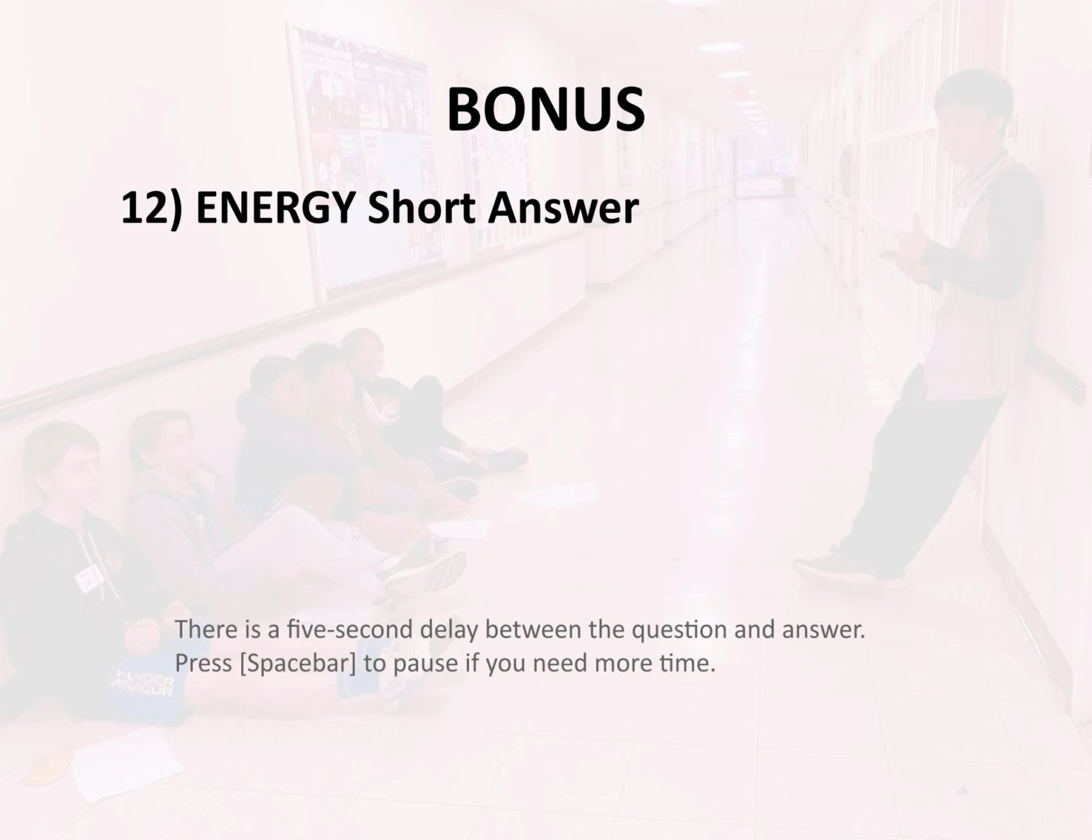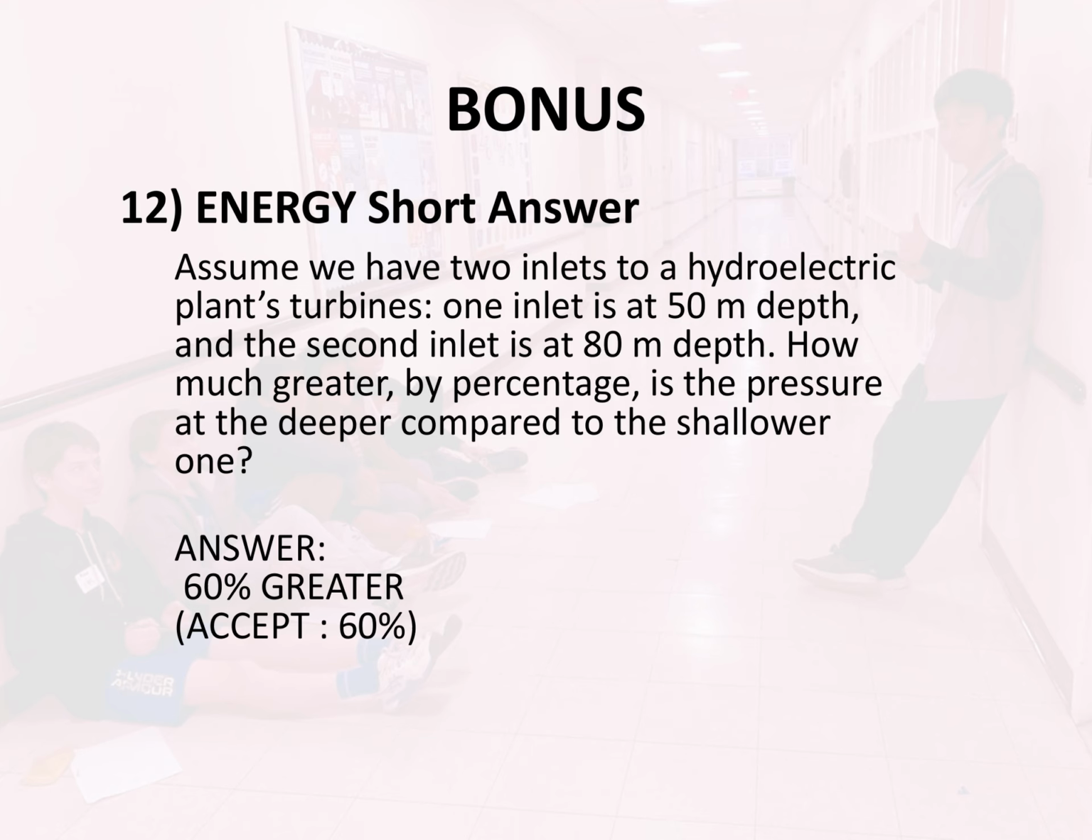Bonus 12. Energy short answer. Assume we have two inlets to a hydroelectric plant's turbines. One inlet is at 50 meters depth, and the second inlet is at 80 meters depth. How much greater, by percentage, is the pressure at the deeper compared to the shallower one? Answer: 60% greater.